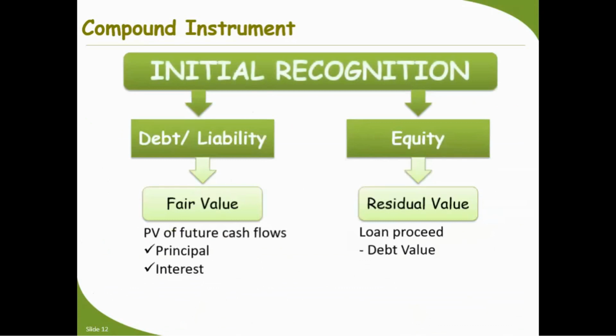So first of all, compound instruments: initial recognition, how will they be initially recognized? First of all, you will calculate the debt or liability section, which is at fair value. That is the present value of future cash flows of principal and interest. So you have two types of cash flows. You are supposed to make the payment of principal at the end of the loan term, and you are supposed to make interest payments. You will calculate the present value of future cash flows. That would be your debt or liability portion, and the residual figure would be your equity portion, which is your total loan proceeds minus the debt value which we have calculated here. This result will be subtracted from loan proceeds. The figure which you get would be your equity value.